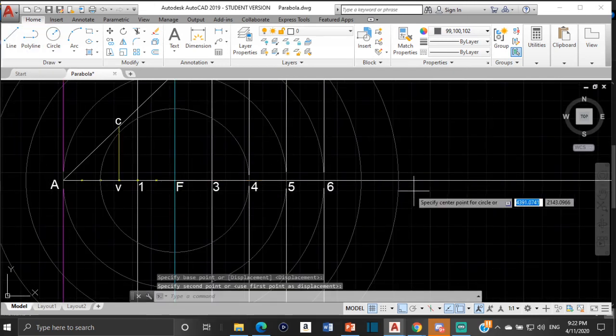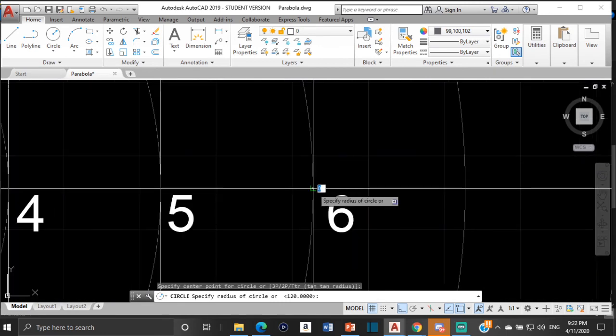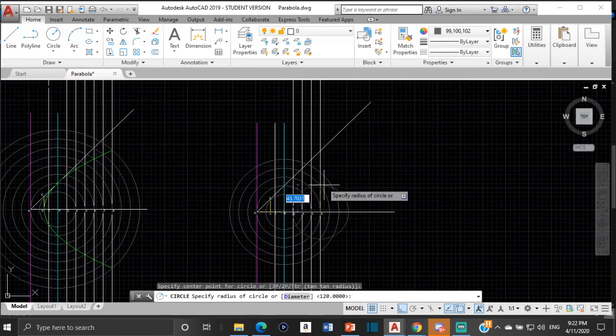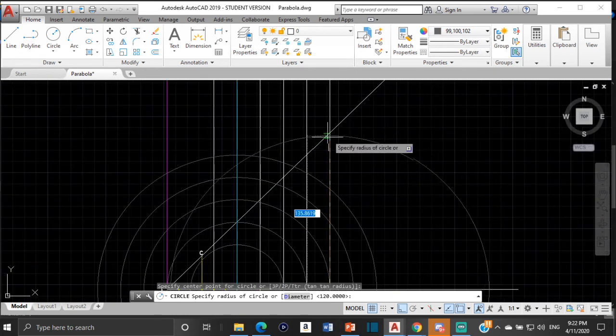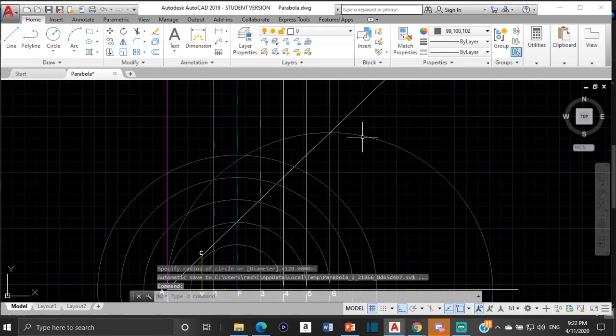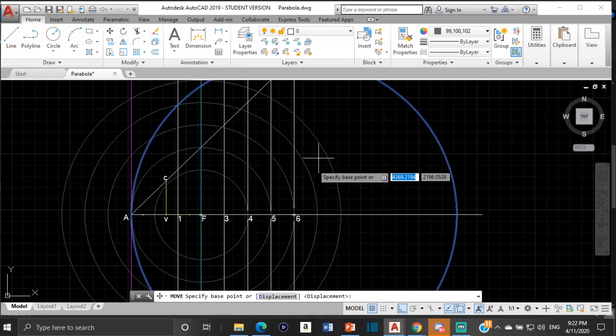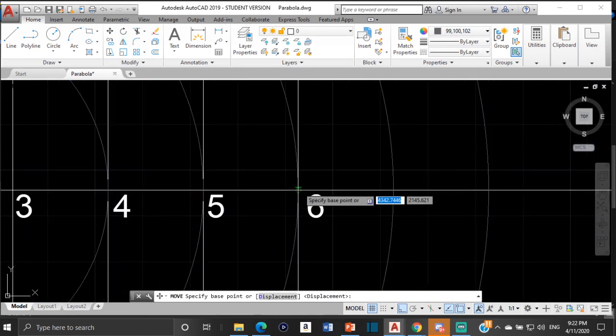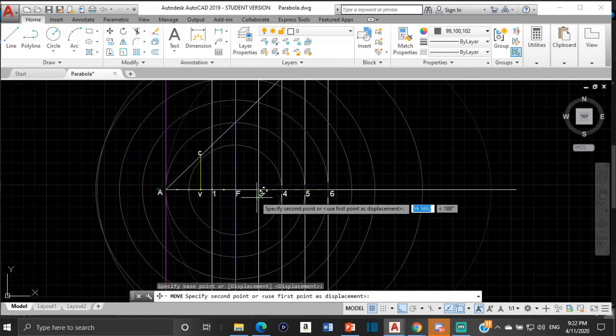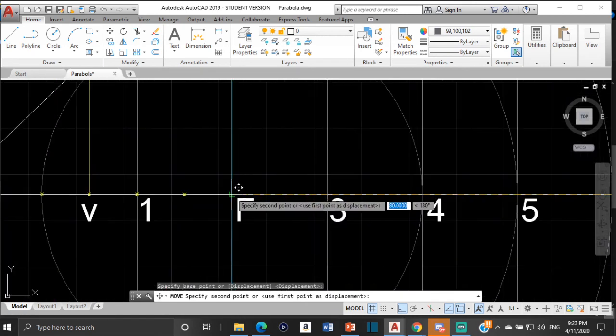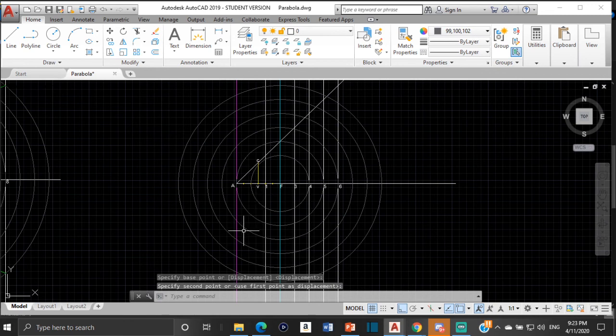Then I'm going to select a circle again, come to 6, draw my circle from 6 to where this diagonal line meets this vertical line from 6, so right there. I'm going to click on that circle, select the move tool, and move it from 6 here to the center, which is that point right there. So now I have all my points. I just need to start plotting them.